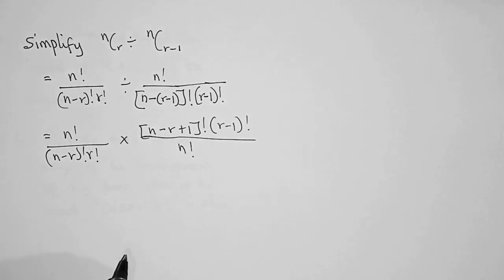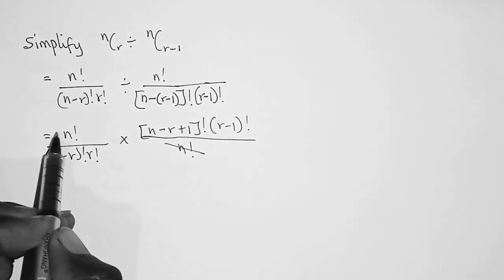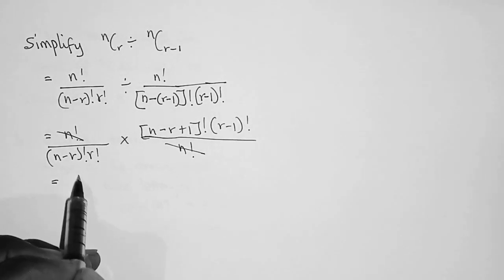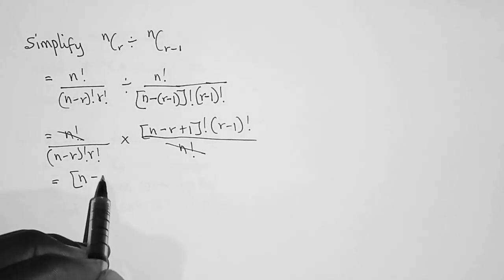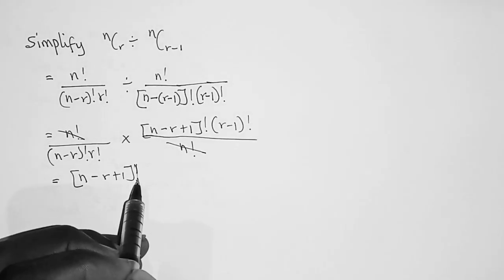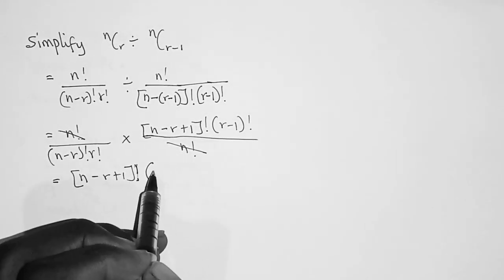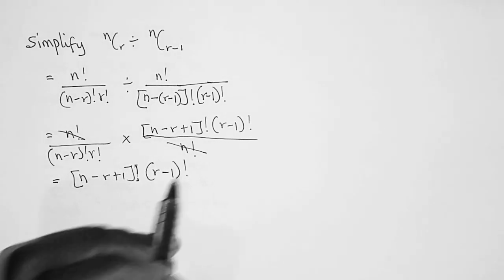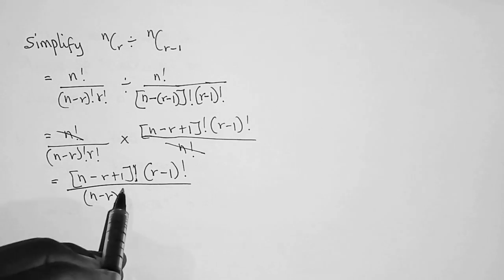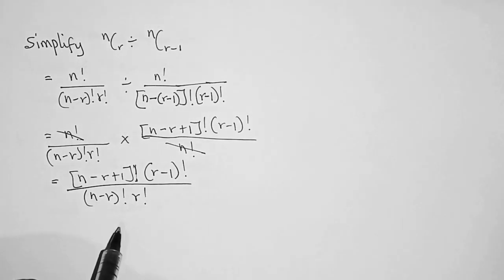So at the end of the day, n factorial and n factorial can cancel out. So we are left with into bracket n minus r plus 1 factorial, then times r minus 1 factorial divided by n minus r factorial, r factorial.